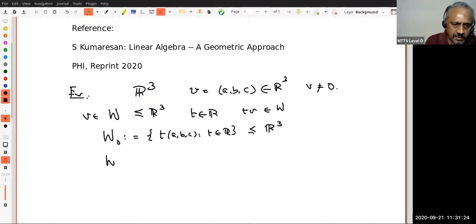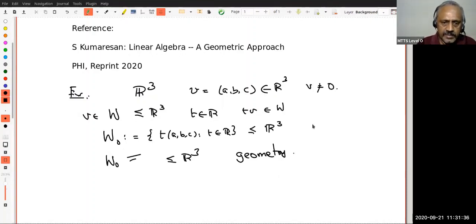So let me concentrate only on W naught. This is a vector subspace of R3. I want to understand the geometry of this vector subspace. Do you remember in the case of R2, when I had (a, b) as the vector in R2, then this W naught was a straight line joining the zero vector (0, 0), called the origin, and the vector (a, b)? Something similar is what we want to show here.